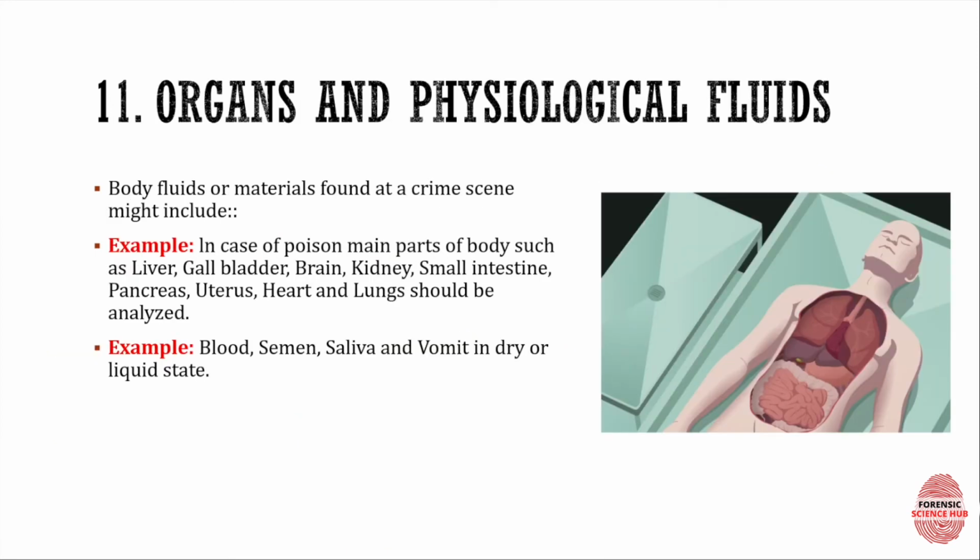Next is organs and physiological fluids. The organs that can help us in case of poison are liver, gallbladder, brain, kidney, small intestine, pancreas, uterus. All these have to be analyzed in case of poisoning. Other than this, blood, semen, saliva, vomit, all these things can also be present at the crime scene, so they can also be analyzed, and DNA can also be extracted from these.